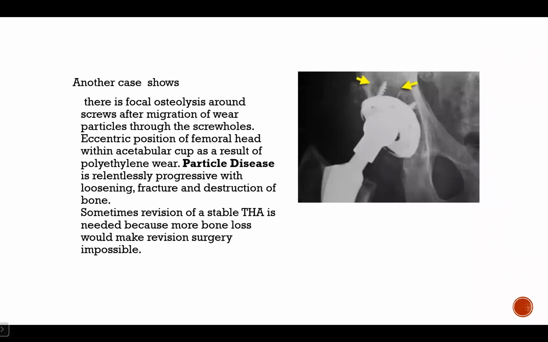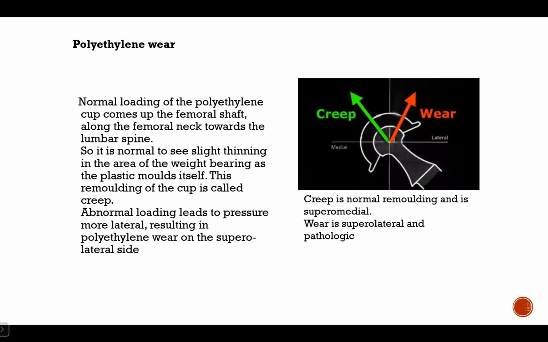Another case shows focal osteolysis around the screw after migration of wear particles through the screw holes, and eccentric position of the femoral head within the acetabular cup as a result of polyethylene wear. Particle disease is progressive, which can be complicated by loosening, fracture, and destruction of bone. Sometimes revision of a stable total hip arthroplasty is needed because more bone loss would make revision surgery impossible.